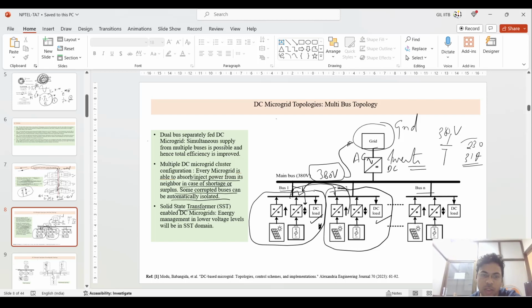And you also see that this solid state transformer enables DC microgrid energy management in the lower voltage level domain, that is the SST, the solid state transformer.